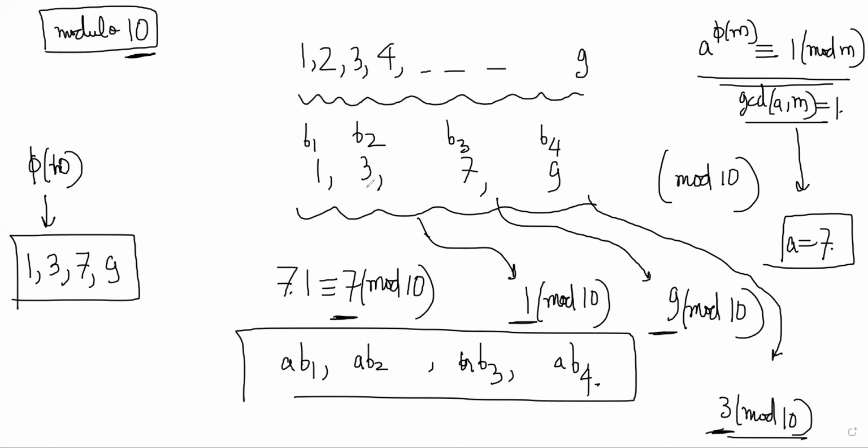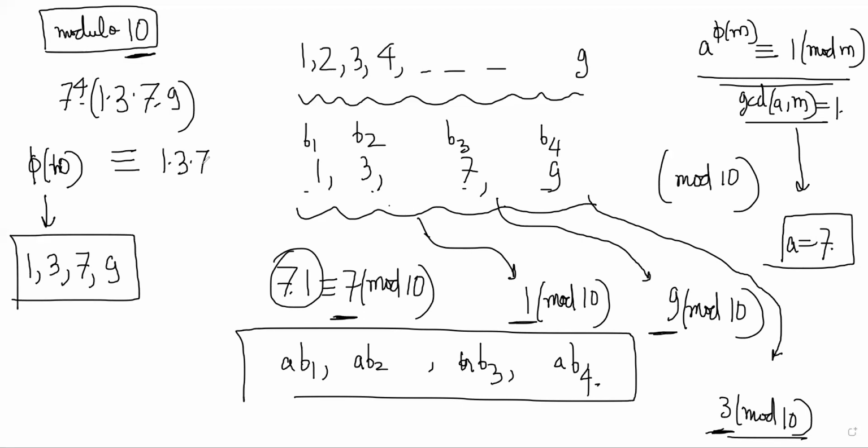7, 1, 9, 3. And this was 1, 3, 7, 9. Just the order has been changed. So now you can say that if I multiply 7 into 1, 7 into 3, 7 into 7, 7 into 9, I would get what? 7 power 4 times 1379 on one side, and on the other side, 1379 mod 10.